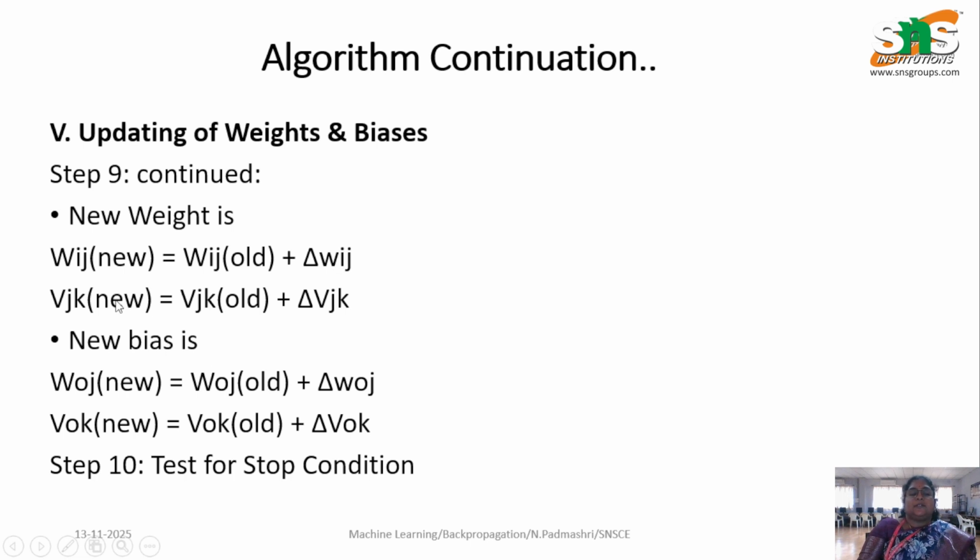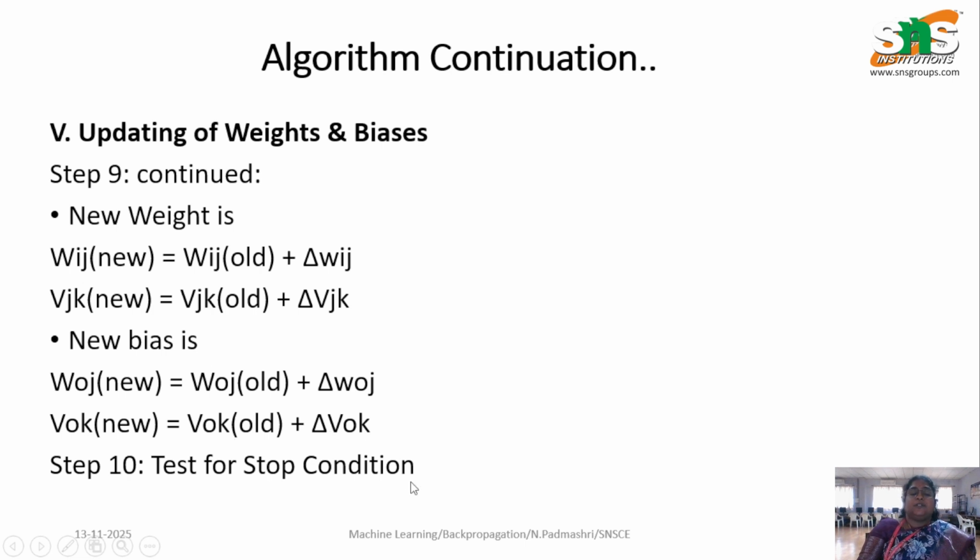Same for v_jk, this is for the second hidden layer. So v_jk new is equal to v_jk old plus the change in that particular layer's value. The new bias is calculated: w_oj equals old bias plus the change in the bias, and v_ok is the second layer's old bias value plus the change in the bias.